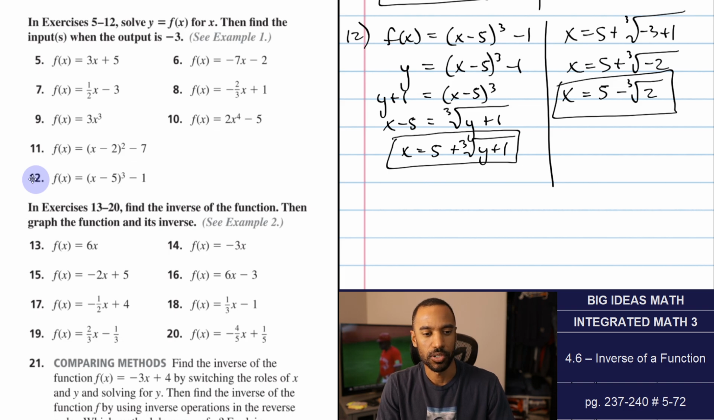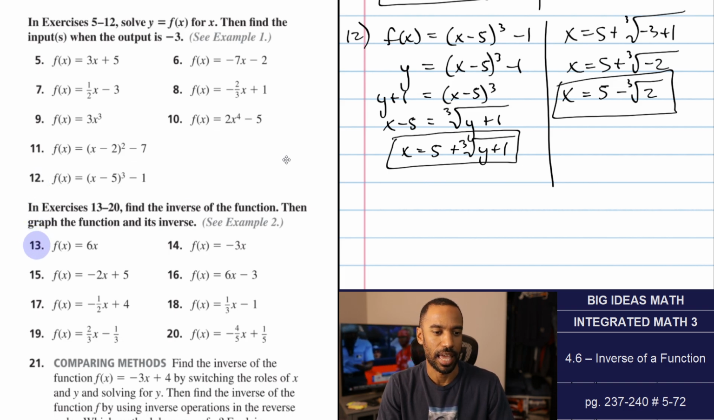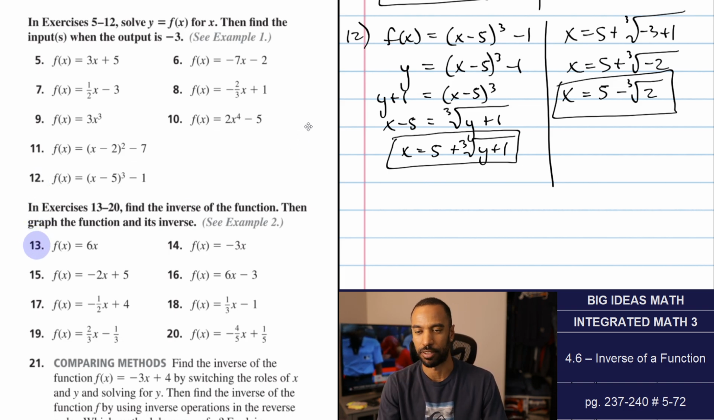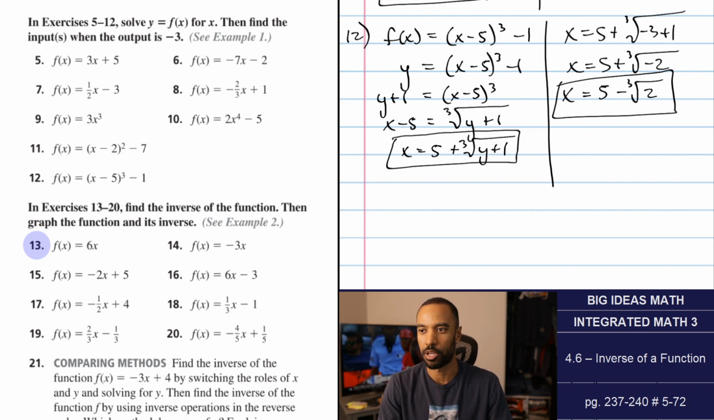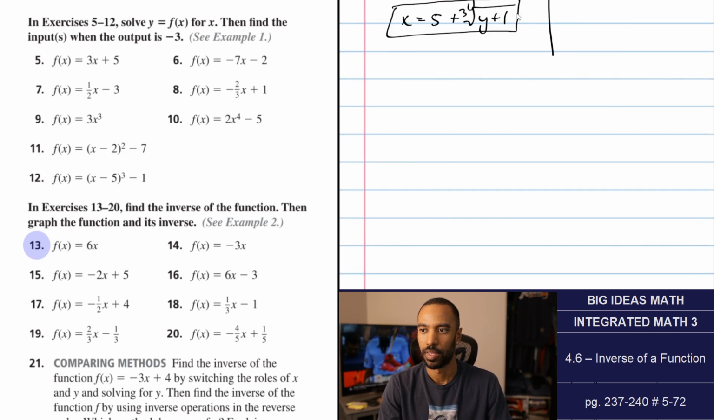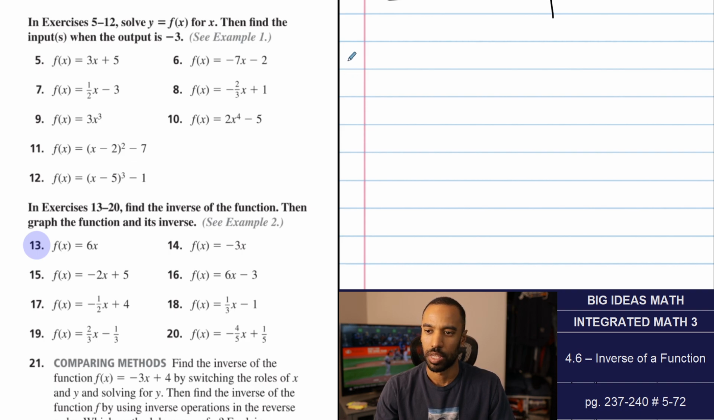All right, in exercises 13 to 20, find the inverse of the function, then graph the function and its inverse. There's the graphing. So for these graphs, I'm probably going to be using the squared off graphs each time. Just keep that in mind. All right, f of x equals 6x. Now, there's not much different we're going to do to begin with that we didn't do before, except we are going to swap x and y.